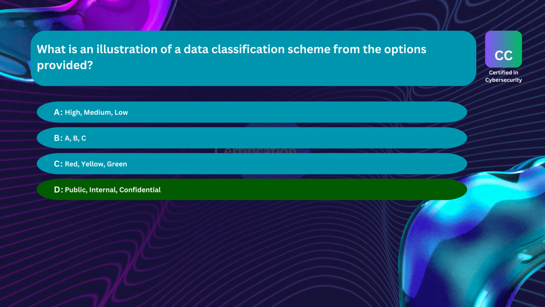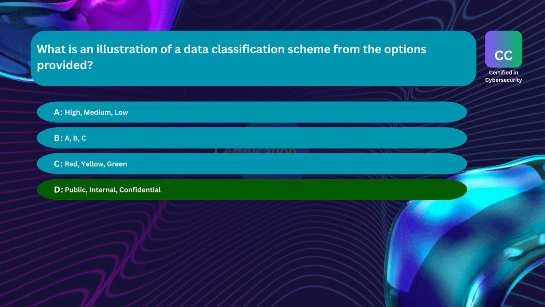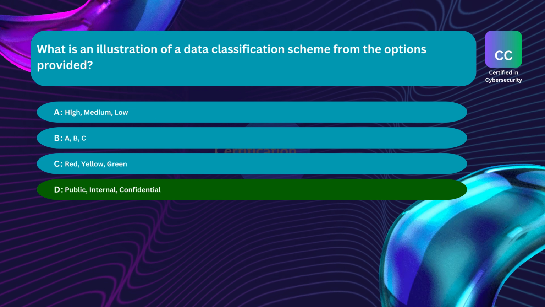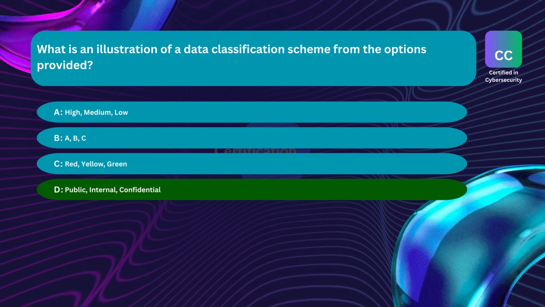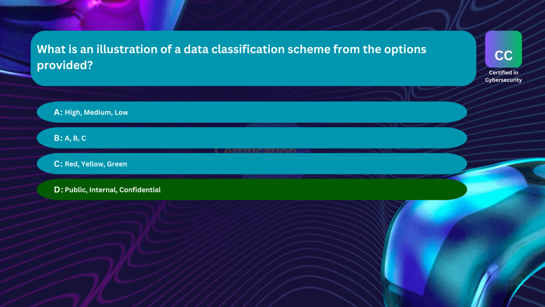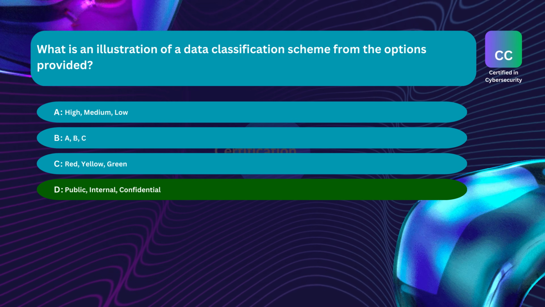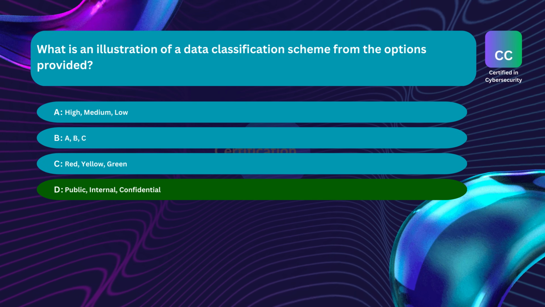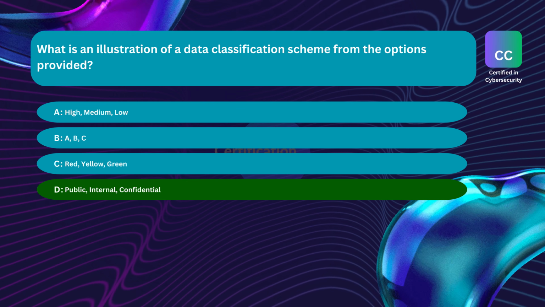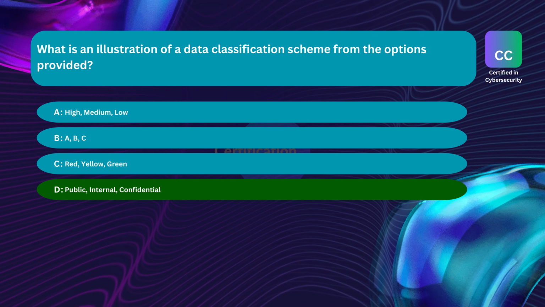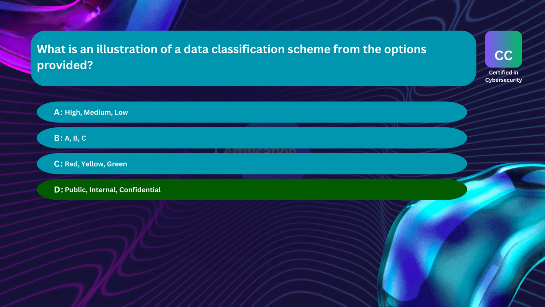The correct answer is option D, public, internal, confidential. A data classification scheme is a set of categories used to classify data based on its sensitivity and criticality. One common scheme is public, internal, confidential, which categorizes data based on its intended audience and level of protection required. Other schemes may use different categories or labels, but the purpose is the same: to provide a framework for identifying and protecting sensitive data.